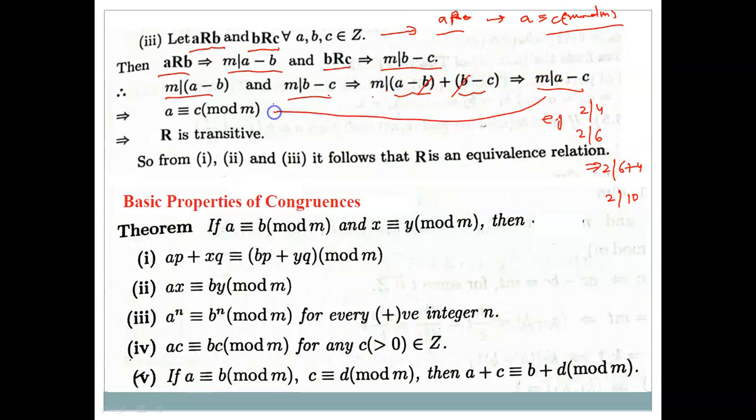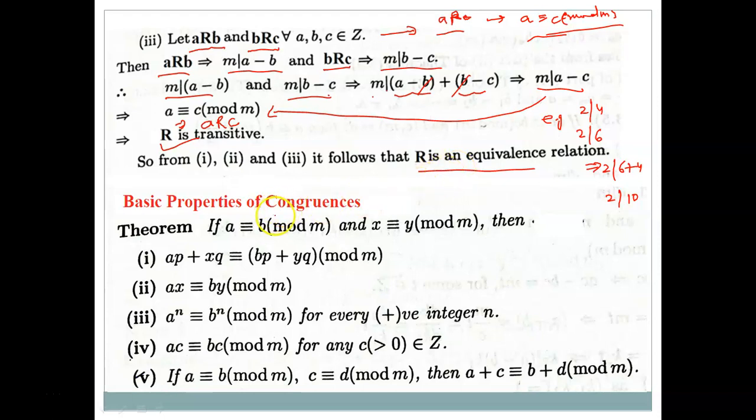It means that A is congruent to C mod M, and that is what we wanted to establish, and hence you can say A is related to C. So here you can say A is related to C, and therefore R is a transitive relation. So this relation R satisfies the properties of reflexivity, symmetry, and transitivity. Therefore this R is an equivalence relation, or we can say that a congruence relation is an equivalence relation.